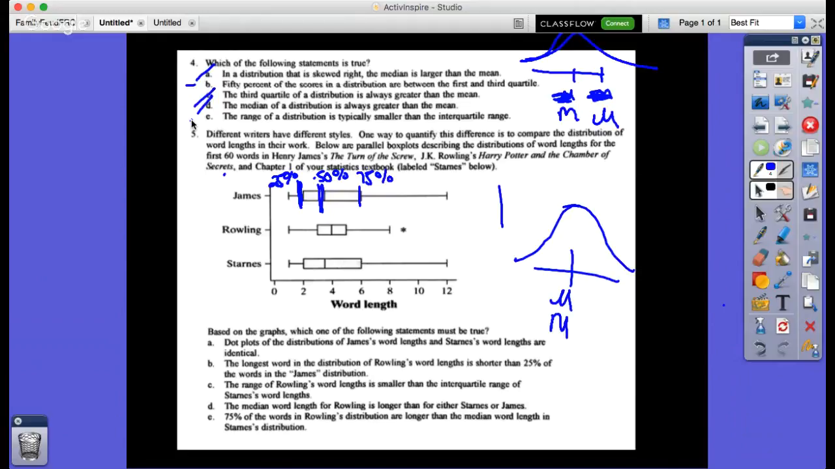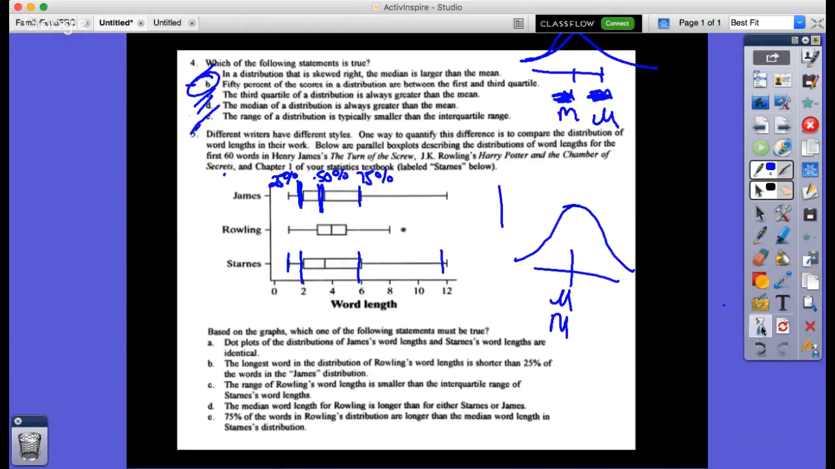And then E says the range of the distribution is typically smaller than the interquartile range. That's completely false, right? Because the range would be from here to here, where the IQR is from here to here. The range is going to be larger than the IQR, because the range is from the min to the max. So that shows us that B is the correct answer.